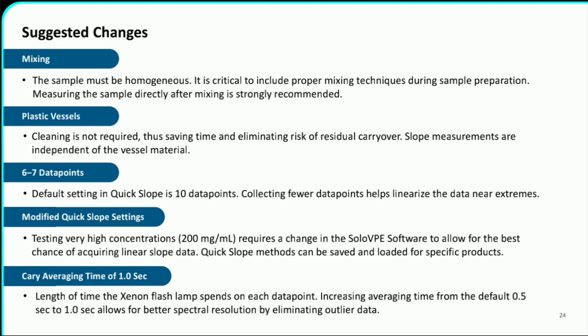All of these settings that I'm discussing, you would modify in the quick slope menu, and then you would save that method so that you wouldn't have to configure any of this anymore, and you can load this and run it for any of your samples. Lastly, I didn't mention this before, the Cary 60 averaging time. The Cary 60 is the spectrophotometer that we're attached to, and we're just going to increase the time that lamp spends on each data point. This helps eliminate outlier data, so we would just increase it from 0.5 seconds to 1. That's all done within the quick slope settings as well.